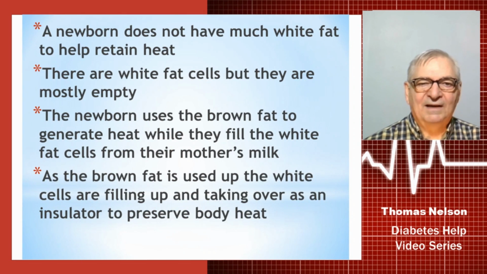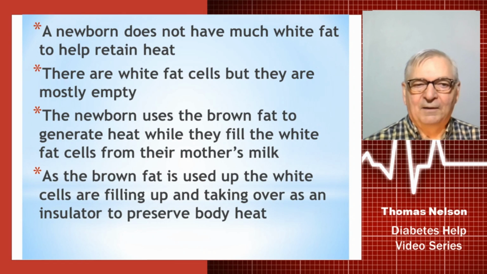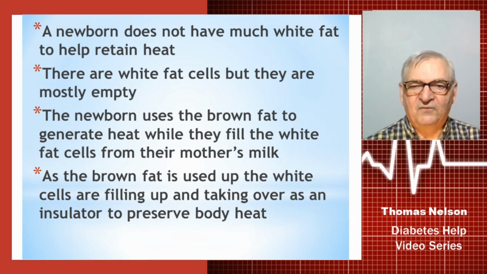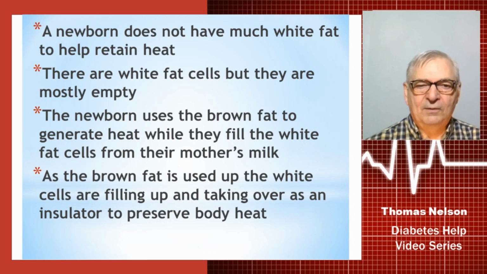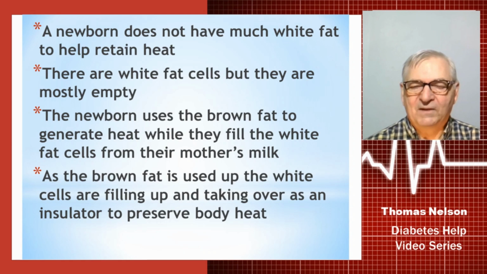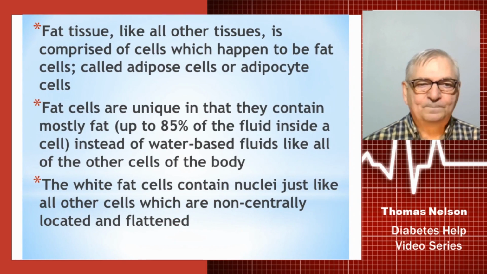So a newborn does not have much white fat at all when they're born. So there are white fat cells, but they are mostly empty. They haven't been filled yet. But as the newborn nurses and uses the brown fat to generate heat, they're going to fill those white fat cells from the fat in your mother's milk. So as the brown fat is used up, the white cells are filling up, and they're taking over as an insulator to preserve the body heat.